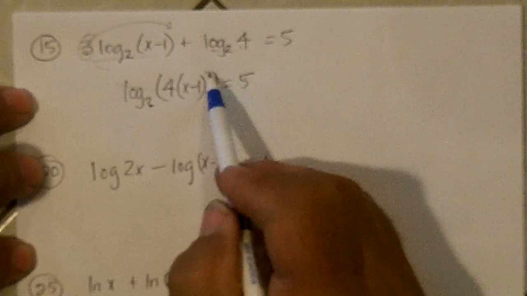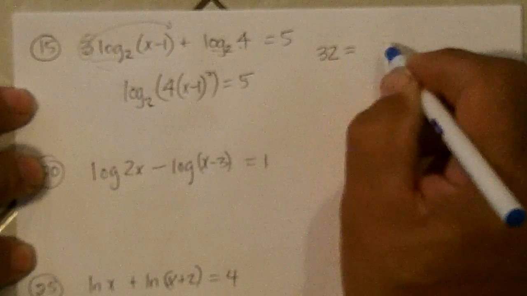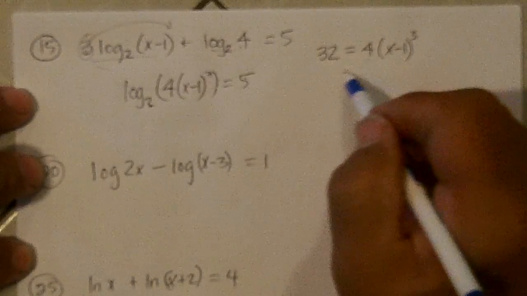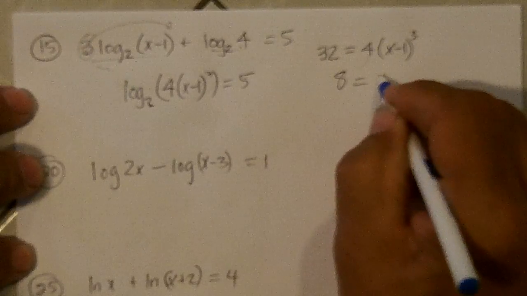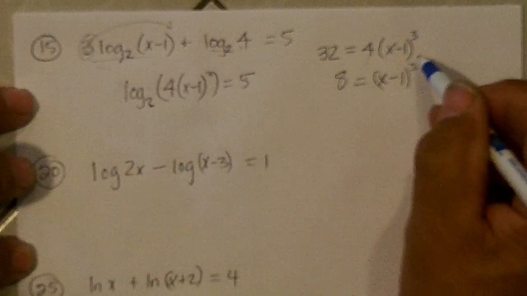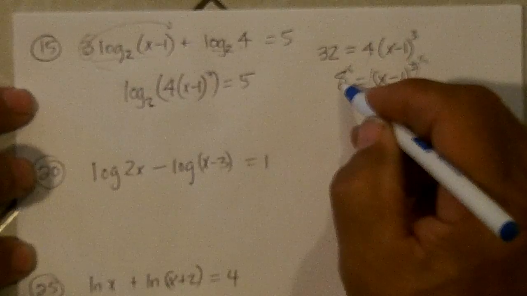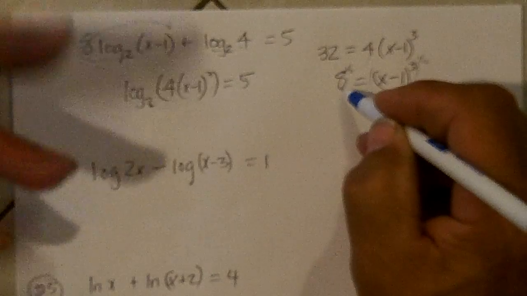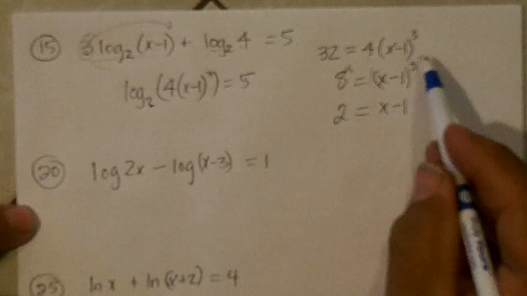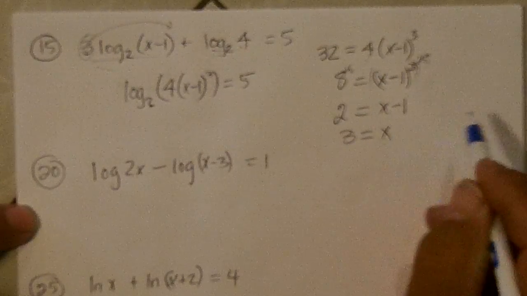2 to the fifth equals this. 2 to the fifth is 32 equals 4 times (x minus 1) to the third. Divide by 4 and I get 8 equals (x minus 1) to the third. To get rid of the third, I'll do the 1/3 power, which is the cube root. And 8 is 2 times 2 times 2, so the cube root is 2 equals x minus 1. Those cancel. So I add 1 and I get 3 equals x.